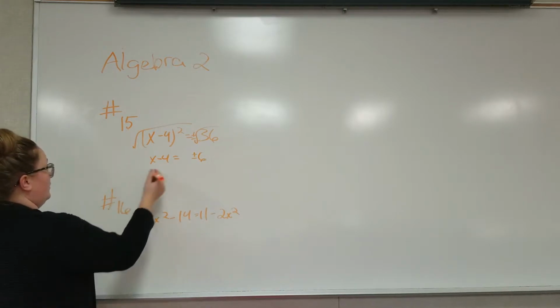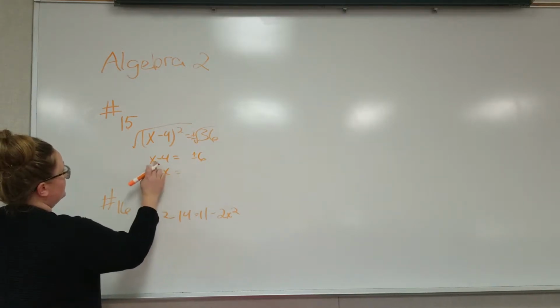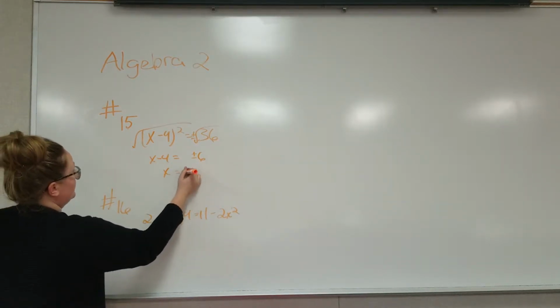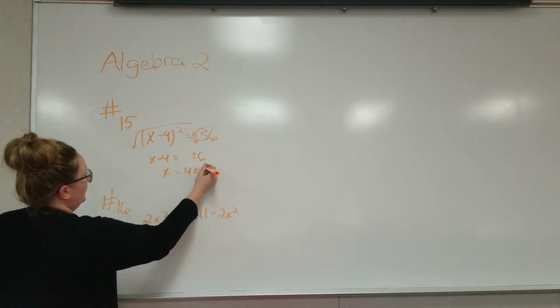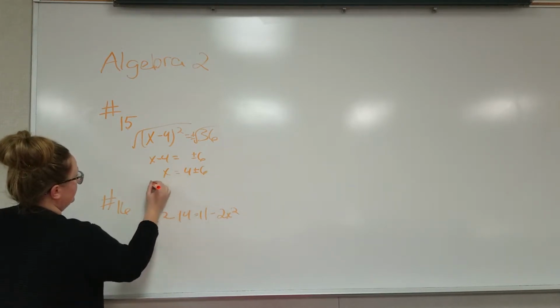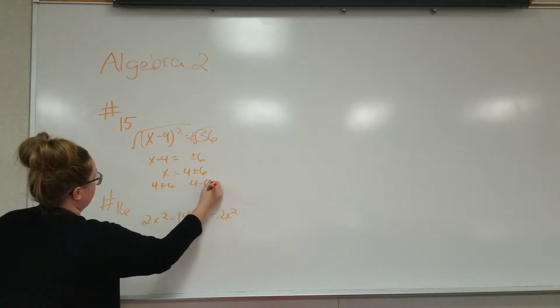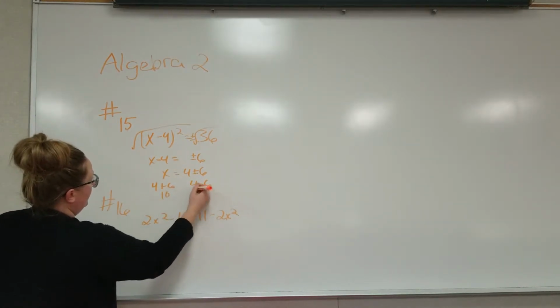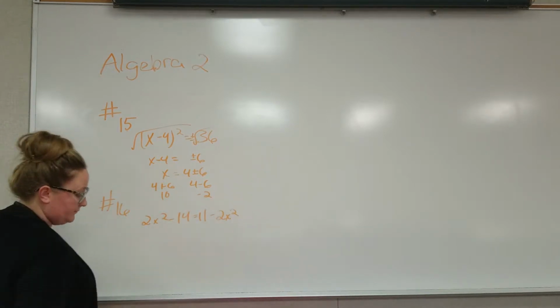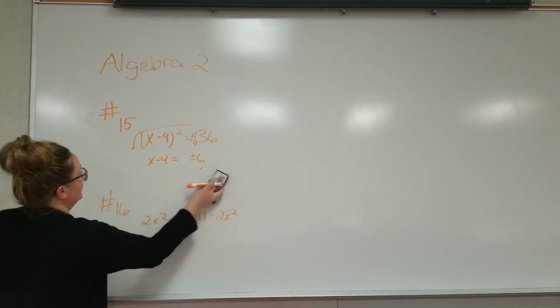So then to solve for x, you just move the 4 to the other side. It was negative, so over here it's going to be positive 4 plus or minus 6. So this is going to give us two answers, 4 plus 6 and 4 minus 6. 4 plus 6 is 10, 4 minus 6 is negative 2. And that problem is done.